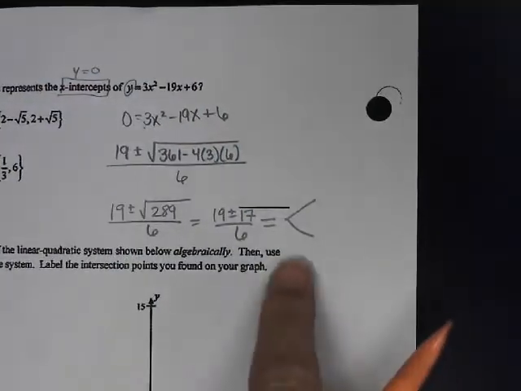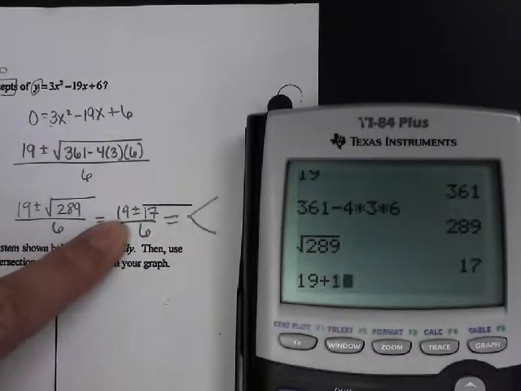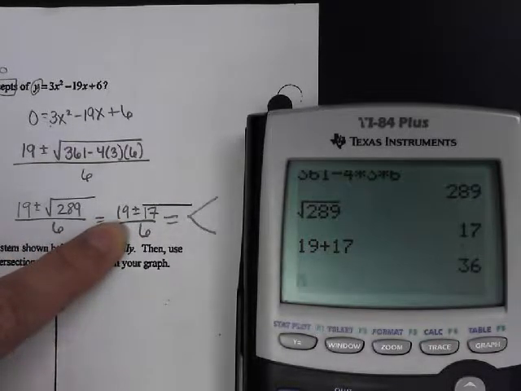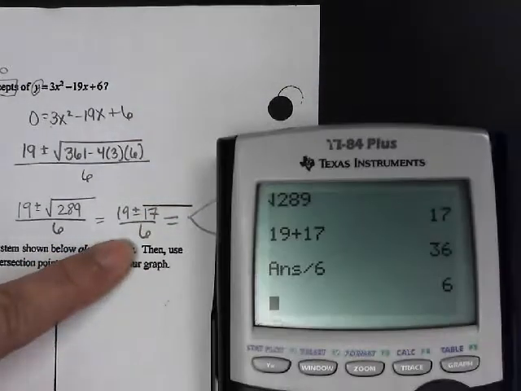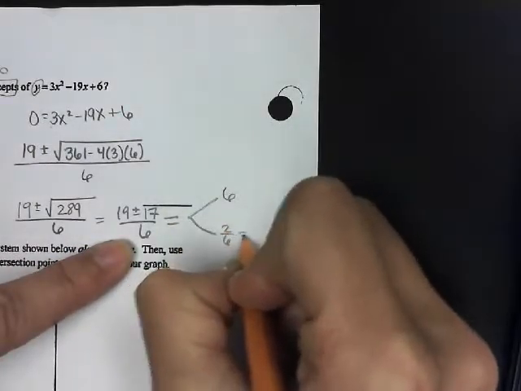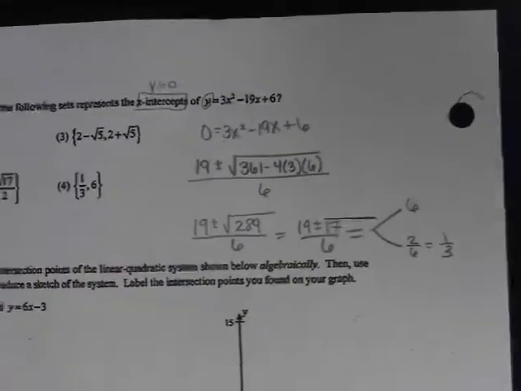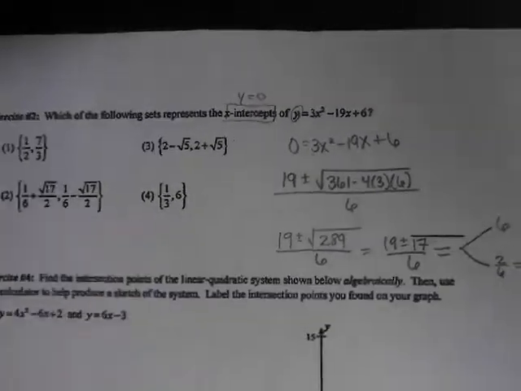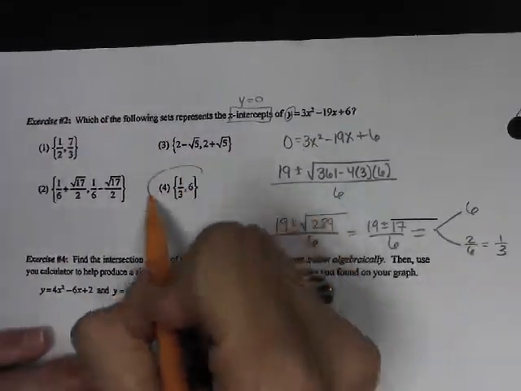Now there's two ways we go with that answer. We have to do the 19 plus 17 and divide that by 6, which gives us 6. Or the 19 minus 17, which gives us 2, and 2 divided by 6 is 1/3. And so if you look at your solution options, multiple choice, that would be option 4.